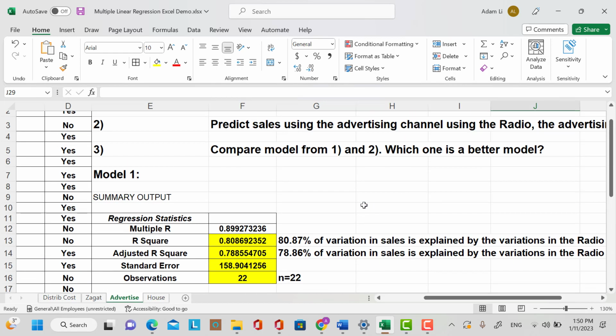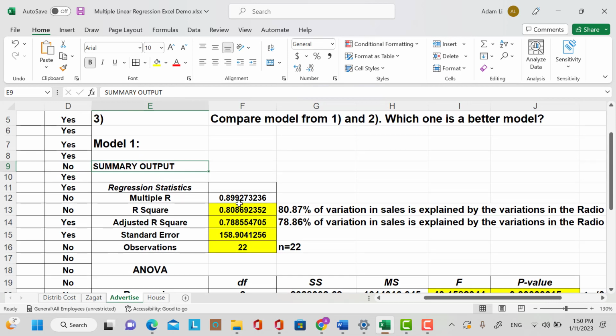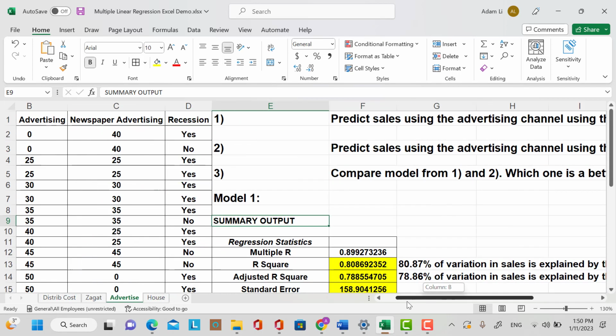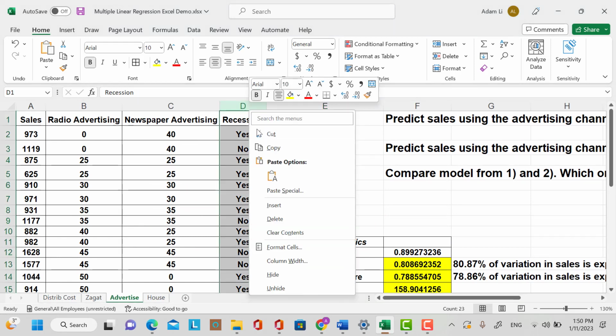Now let's look at model number 2. For model number 1, we get 80.87% of effectiveness, and the adjusted R squared is 78.86%, which is pretty good. But let's see if model 2 is going to be better than model 1. For model 2, we are including a dummy variable, and right here I'm going to show you how to code it.